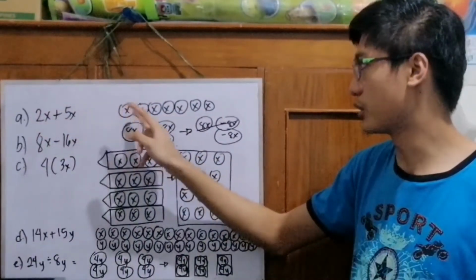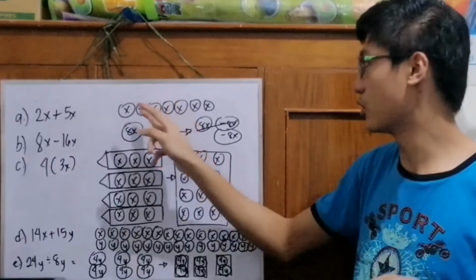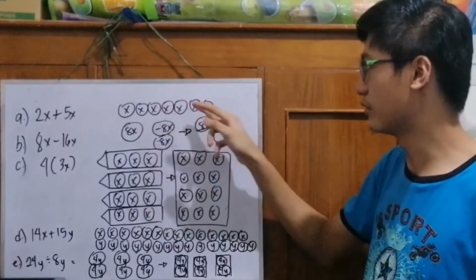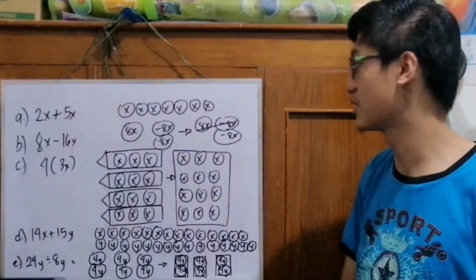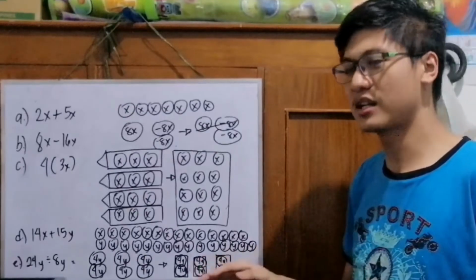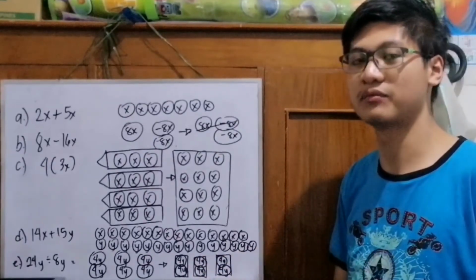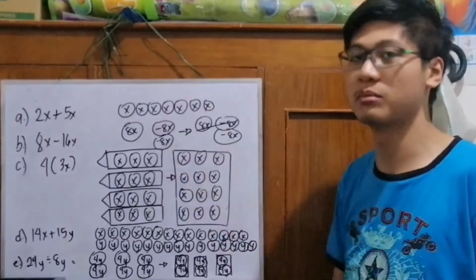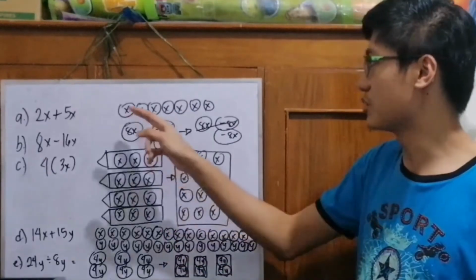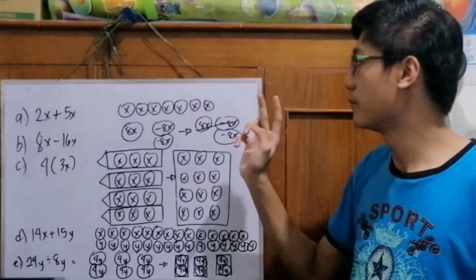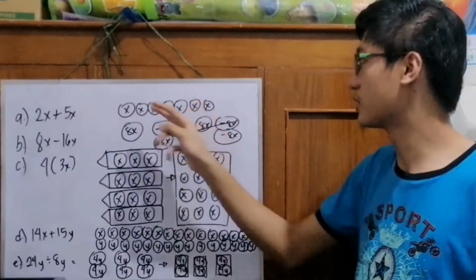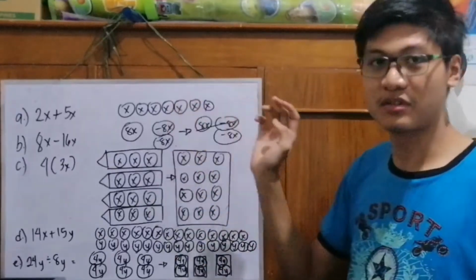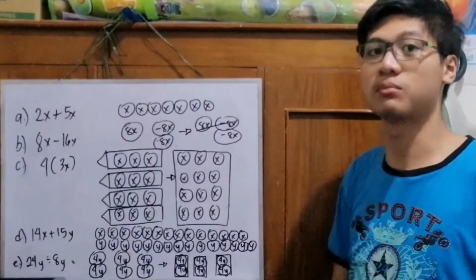So we would put 1x or 2x to represent 2x, and we would line up 5 of 1x to represent 5x. Since we do not have anything to cancel, and when I say cancel, that means a pair of a positive and a negative algebra disc, which is not present in the problem, all we have to do is count all the algebra discs we wrote here. That is 1, 2, 3, 4, 5, 6, 7. So 7x will be our answer for 2x plus 5x.